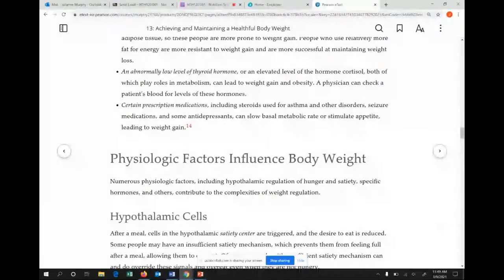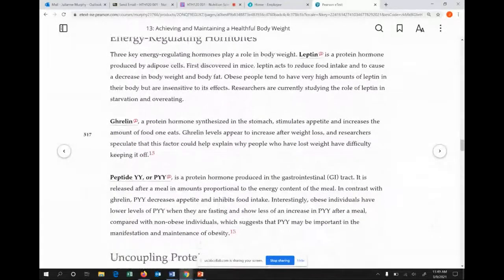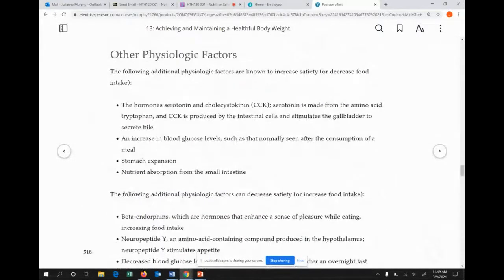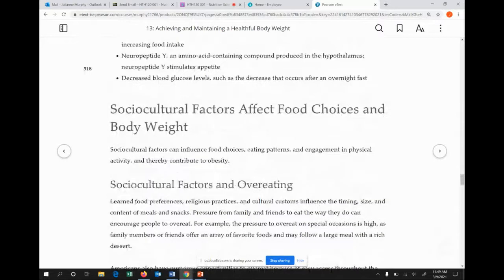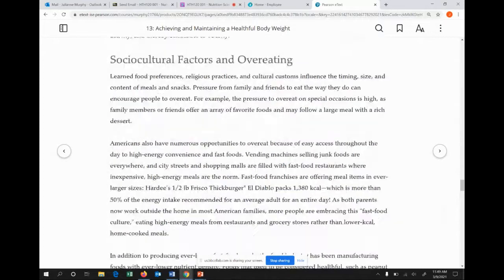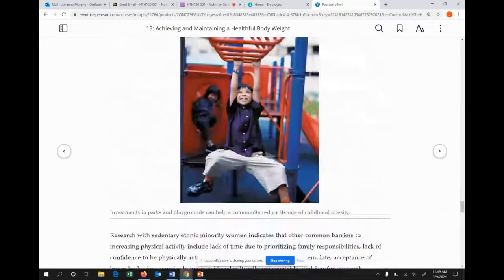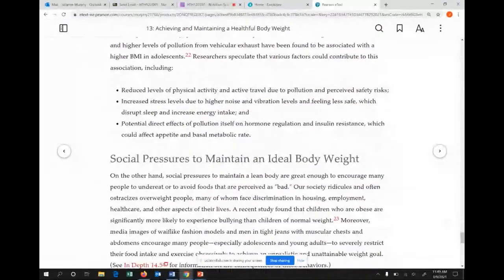So this talks about all the different hormones. I'm not going to go over all of them. All the different hormones and the proteins in your body that could be impacting your genetics. Here they're talking about neurotransmitters even. Lots of different and new up-and-coming things about genetics. And then we get to our socio-cultural factors or environmental factors. Okay.